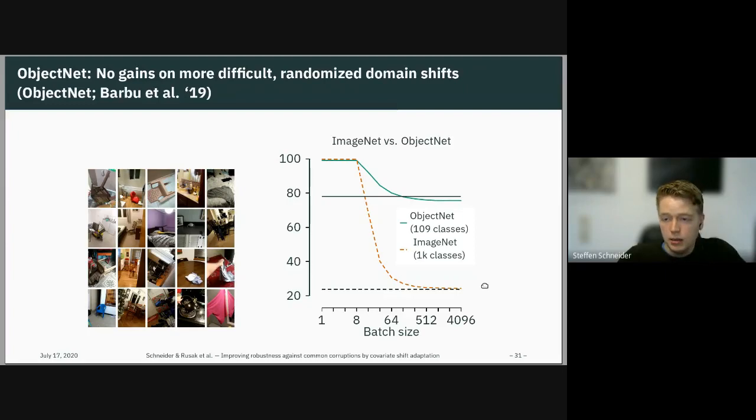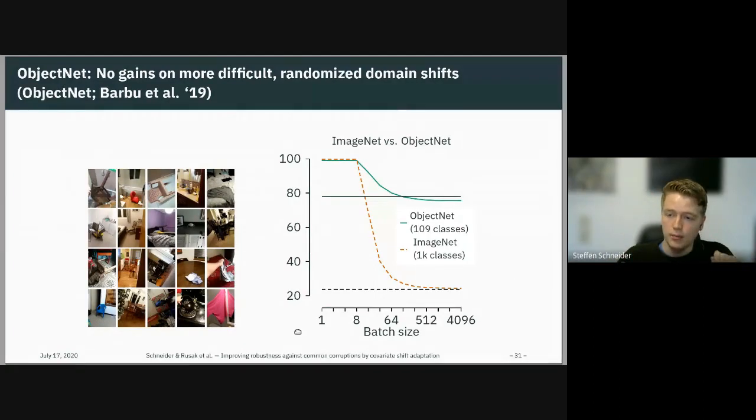Some other exploration of limitations of the method. So ObjectNet is also a dataset with distribution shift. But this distribution shift, as you can see, is much more involved than the one that you have in ImageNet-C. So in ImageNet-C, you take an image and then you corrupt it in a certain way.